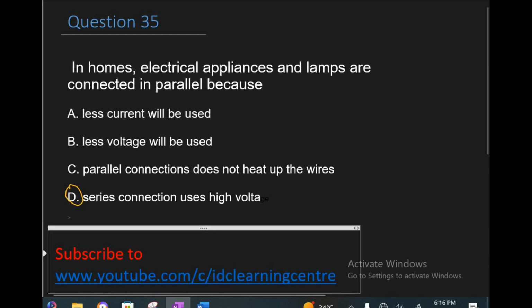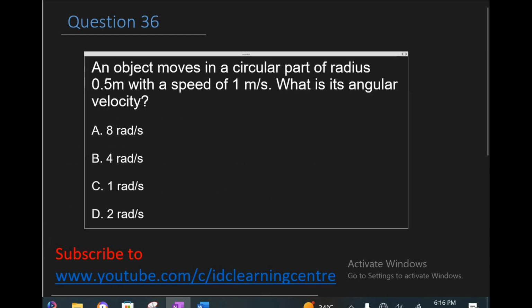Next question, 36. An object moves in a circular path of radius 0.5 meter with a speed of 1 meter per second. What is its angular velocity?